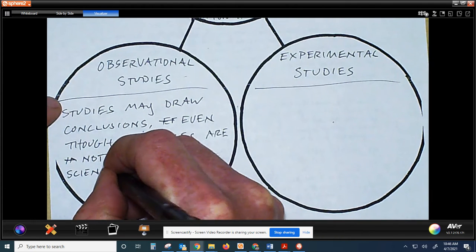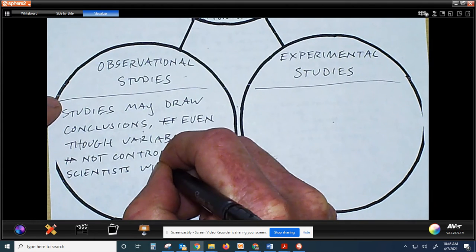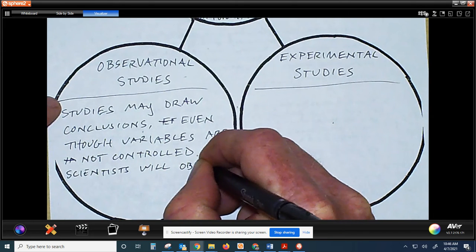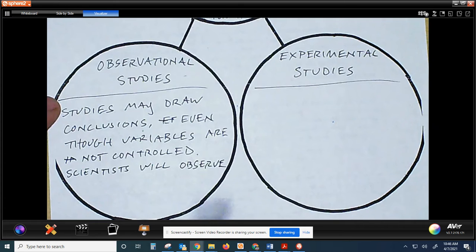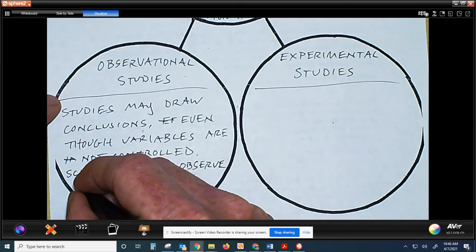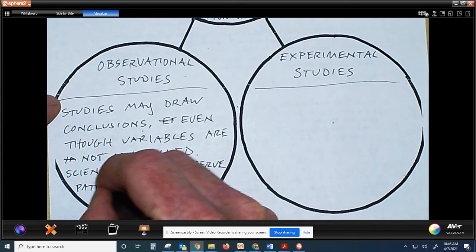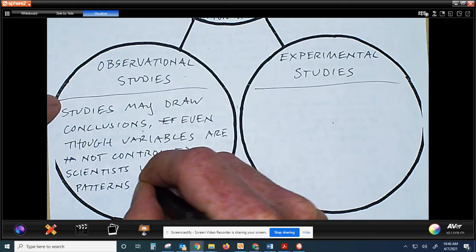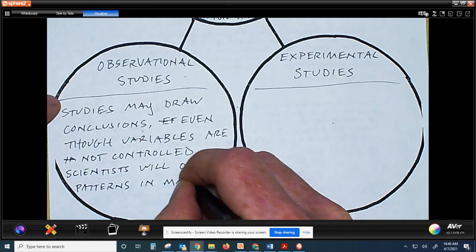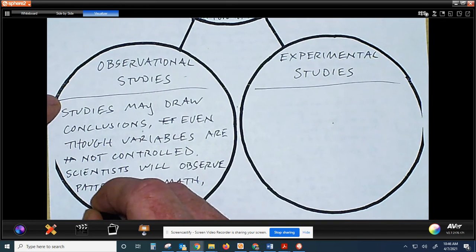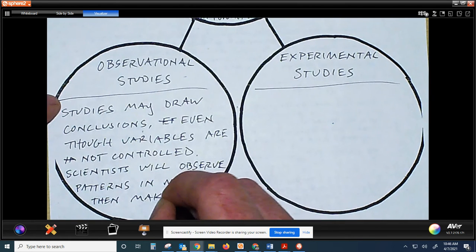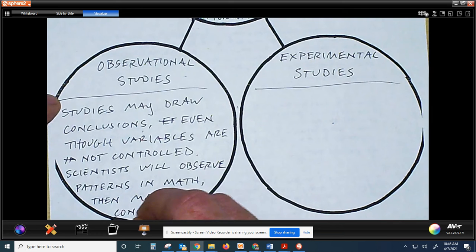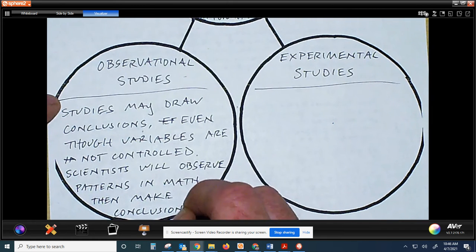Scientists will observe. So there's a clue. If you see the word observe, they will observe patterns in math, then make conclusions.